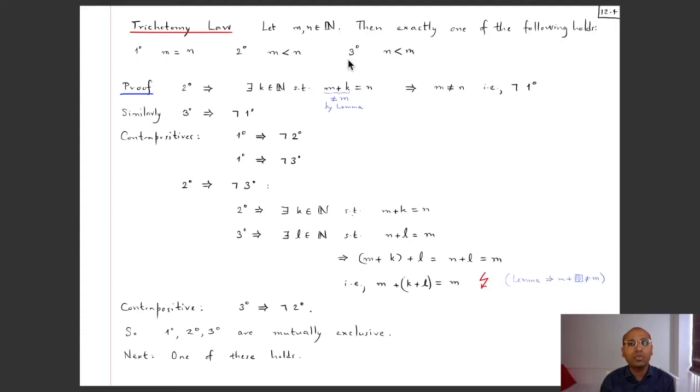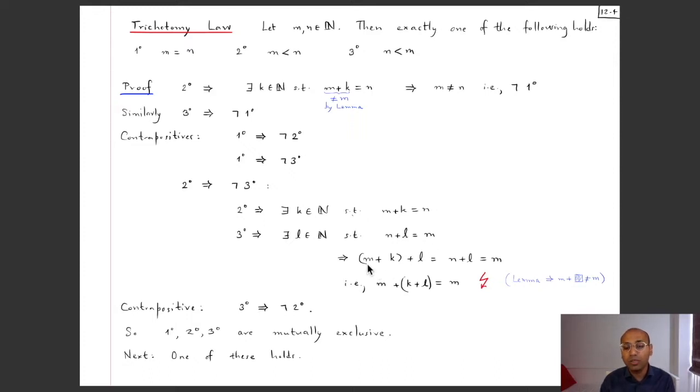Almost the same proof shows that if 3 holds, then 1 cannot hold. And then we also get the contrapositives of these. That is, if 1 holds, then 2 cannot hold, and if 1 holds, then 3 cannot hold. So it remains to show that 2 and 3 cannot hold simultaneously. So suppose that 2 holds, and let's suppose that 3 also holds. So 2 holds means that there exists a natural number k such that m plus k is equal to n, and 3 holds means that there exists a natural number l such that n plus l is equal to m.